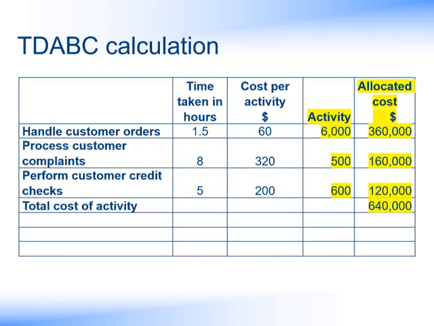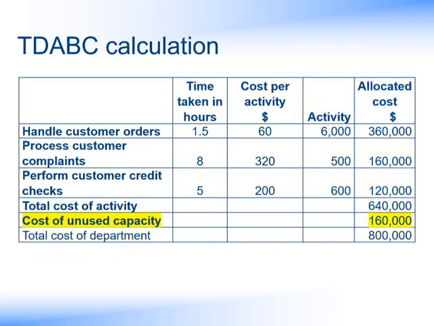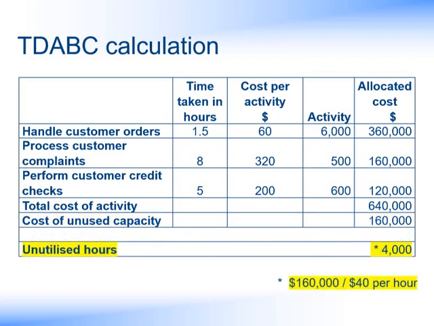Now if we take our activities and multiply that by the cost per activity, we can allocate the cost of each activity in total. Remember that our total costs were $800,000, and therefore what this allows us to do is to look at the cost of the unused capacity. So if we've calculated our time taken in hours correctly, and we've calculated the activities correctly, we will finish up under recovering $160,000 of cost. If we divide that by the $40 per hour, we can also ascertain that we've got underutilised hours of 4,000 within the department.